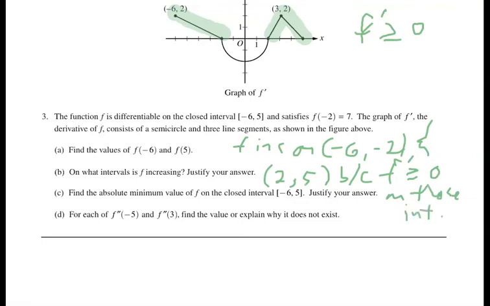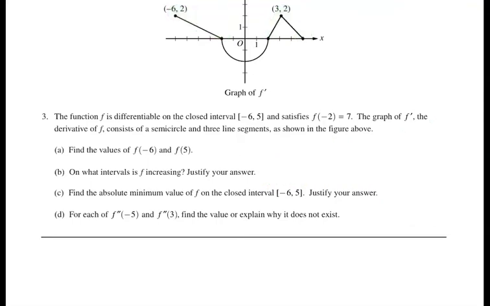Now you could put brackets at the 2 and at the 5, because it increases all the way to that 0, but I've been told they will not count parentheses wrong. And part D is the last one. For each f double prime of negative 5 and f prime of negative 3, find the value, or explain why it does not exist.